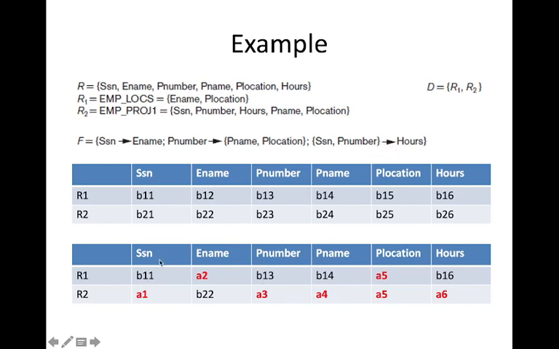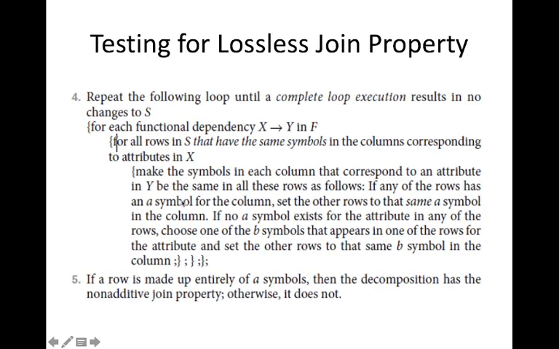So if we have the same symbols in the X part, then only we have to do something here. For all rows that have the same symbols in the columns corresponding to the attributes in the X part, then only we have to do all these things. Otherwise we can go to the next step.